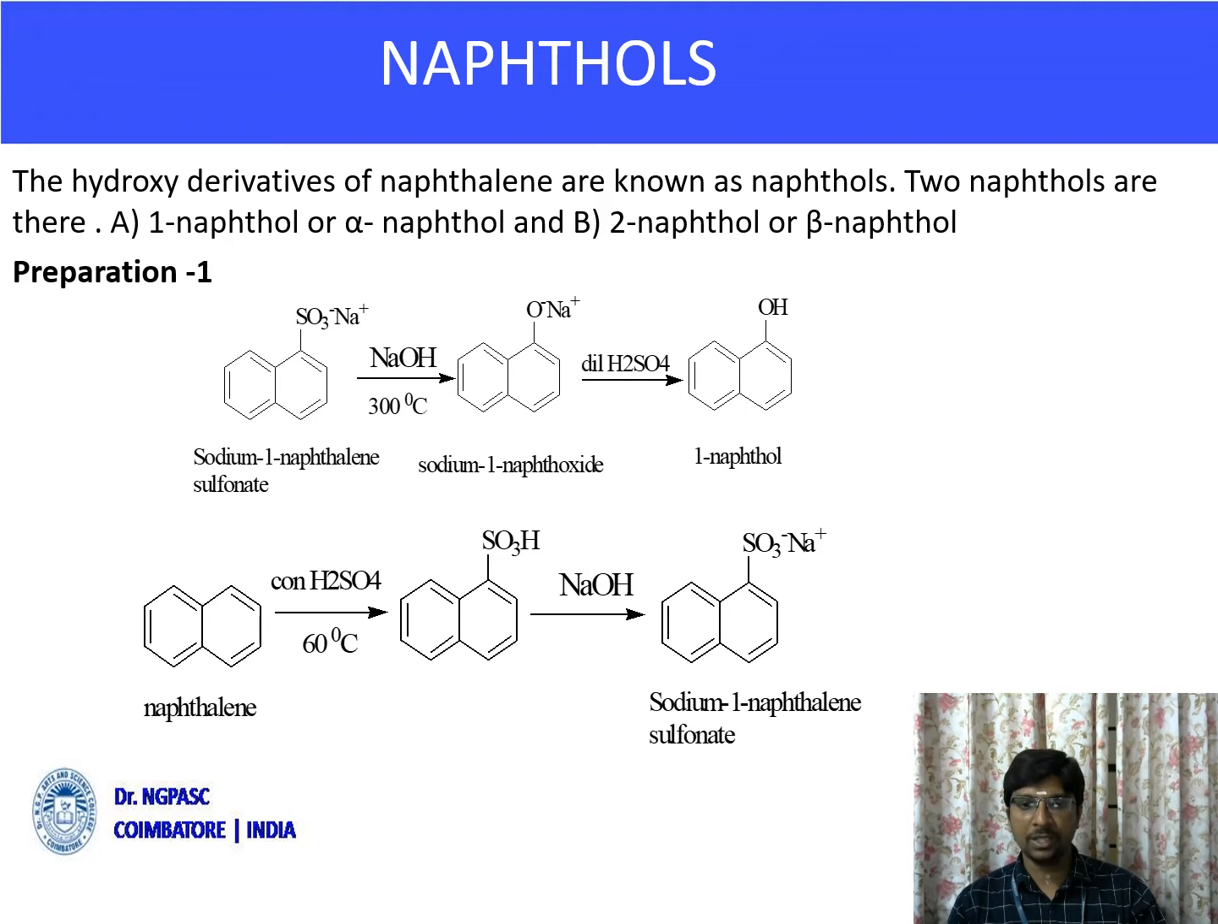And before that, this is the first reaction, and how can we prepare the sodium 1-naphthalene sulfonate? This compound is prepared from naphthalene, so that is the first reaction. Naphthalene is taken, and it is treated with concentrated sulfuric acid. The temperature is 60 degrees centigrade. Finally, it is converted into the sulfonic compound, sodium 1-naphthalene sulfonate.